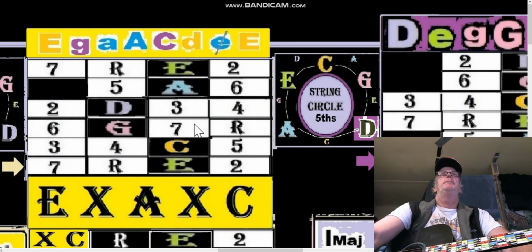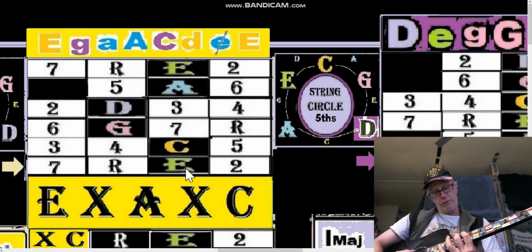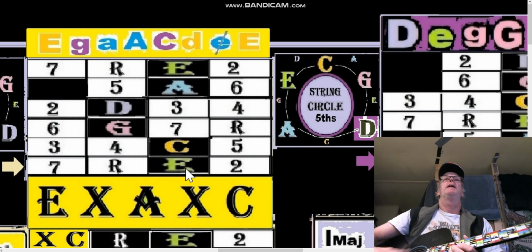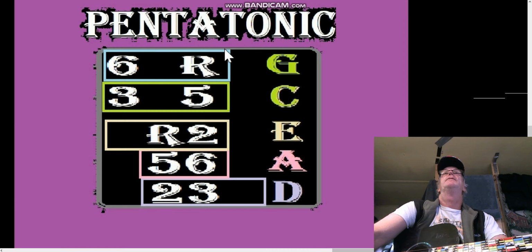All right, so here we go with the E. The regular E tripentatonic shape would be 7 root 2, 3, 4, 5, 6, 7 root 2, 3, 4, warp up 5, 6, 7 root 2. Okay, but if we're going to play the pentatonic on that E, that's the difference.